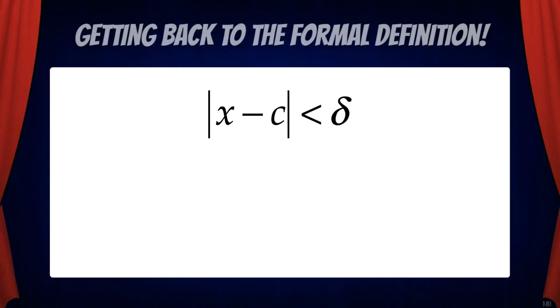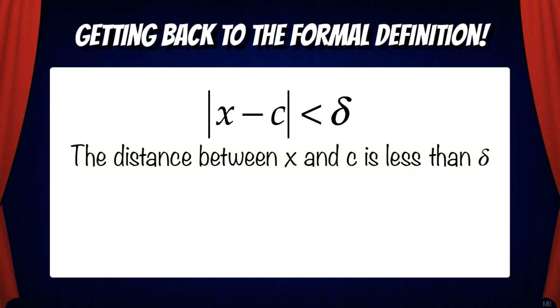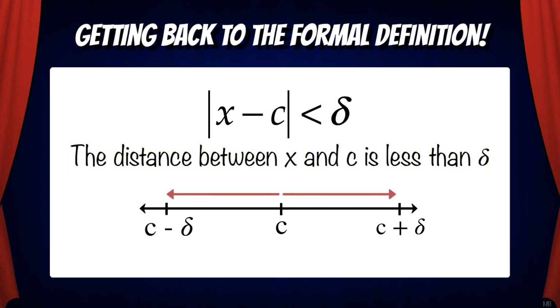Okay, can you translate this to a distance statement? The absolute value of x minus c is less than delta. This would mean the distance between x and c is less than delta. So what we're going to do is go to a number line, and we're going to move delta units away from c in either direction. Now we have the region that x must be within.